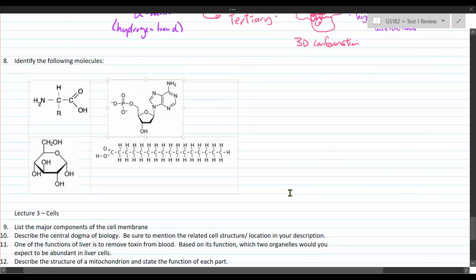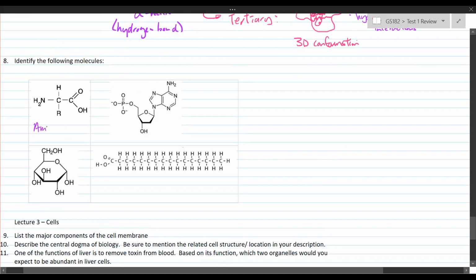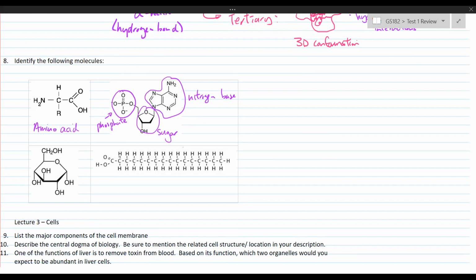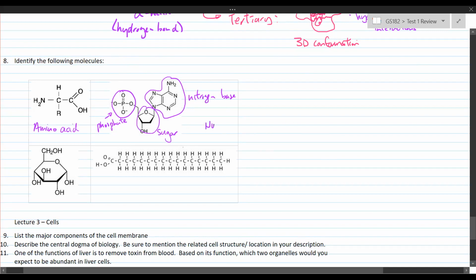Let's take a look here. Identify the following molecules. This, like I said, you should recognize is an amino acid. This one, phosphate. You learn phosphate in chemistry, right? PO4, -3. This is the sugar, the ribose sugar. And then this is the nitrogen base. So tell me, what do we call this whole thing? Nucleotide. That's right, that is the nucleotide. Very good.